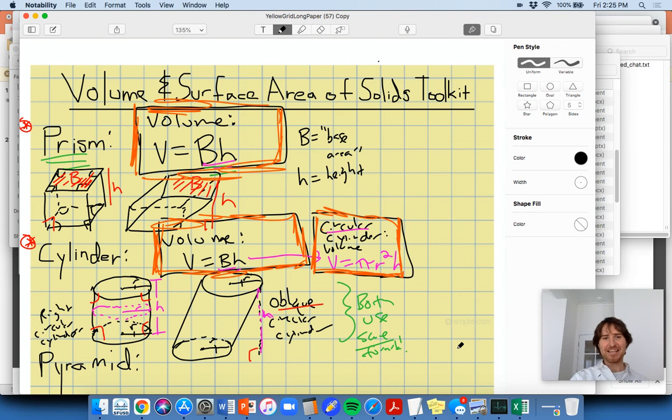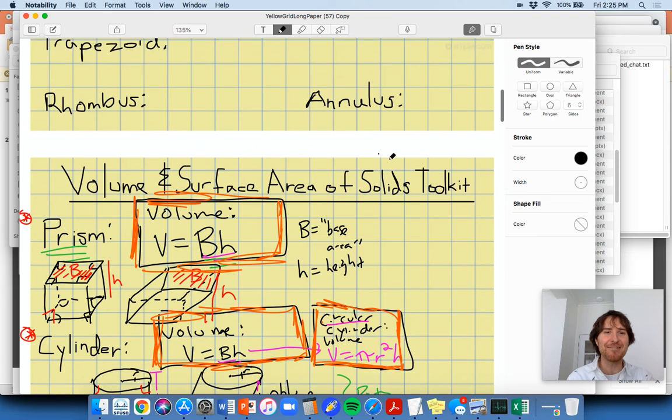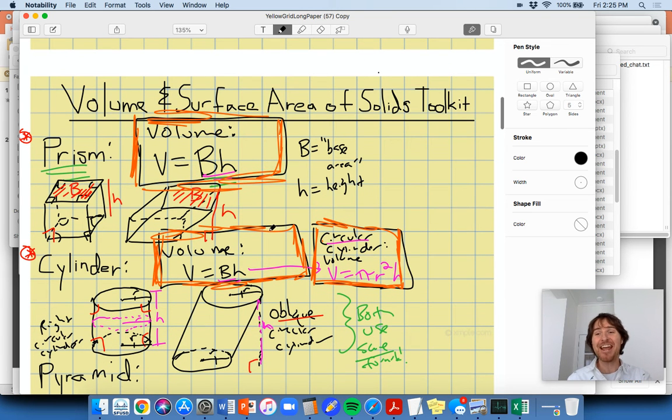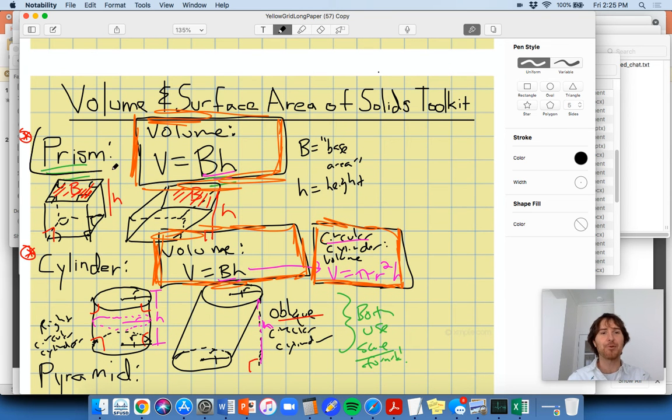Mr. Fortin here. Now we got to keep adding to our toolkits, our area and volume toolkits. So we're looking at volume and surface area of solids. This should be the third page of your toolkits here. And it's getting kind of messy because, guys, we've already talked about prisms. We've already talked about cylinders and added to it the volume formulas here.